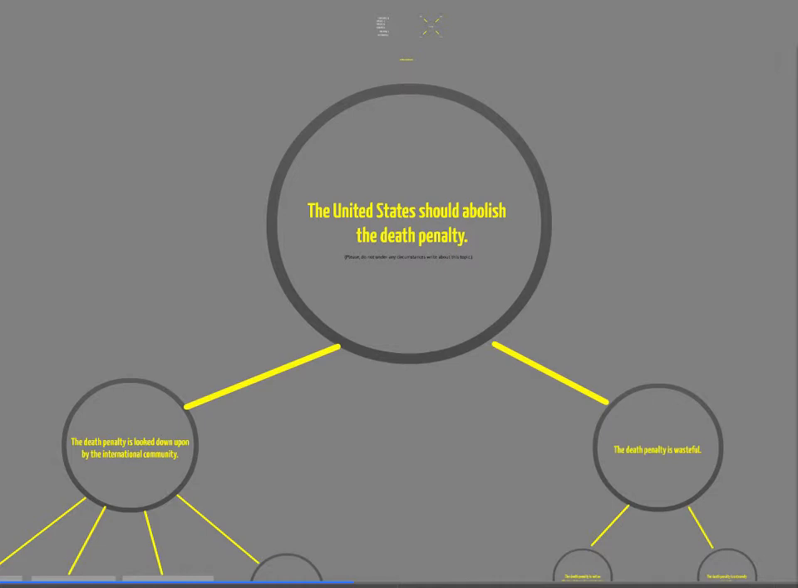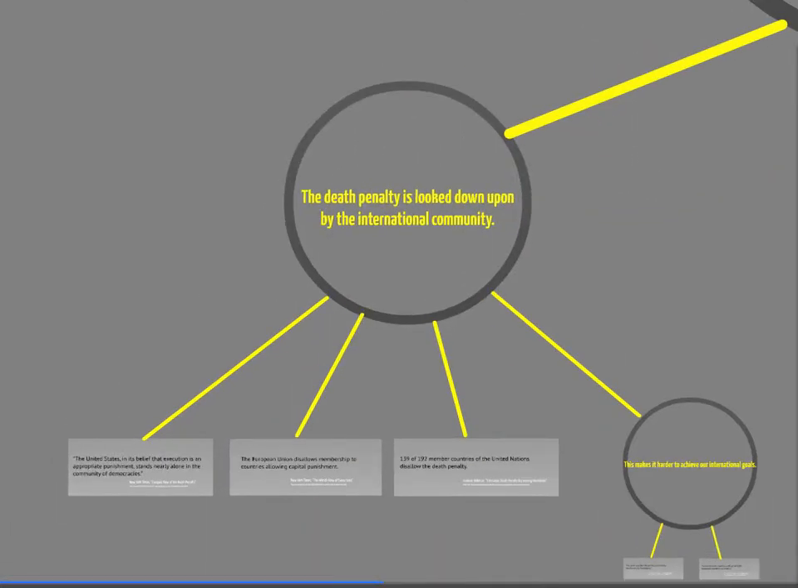So let's go deeper. Each level of the pyramid follows the same rules, and so, as with the level above it, this supporting claim needs to have its own support structure. If not everybody would accept that the death penalty is looked down upon by the international community, then we need to back that claim up. But here we see something different. Because this is a claim about facts, here we can and do have some evidence.